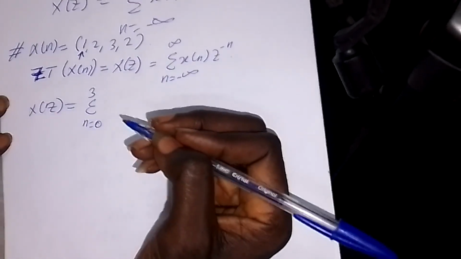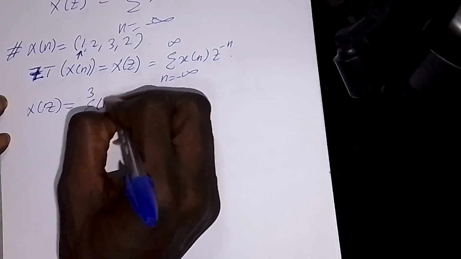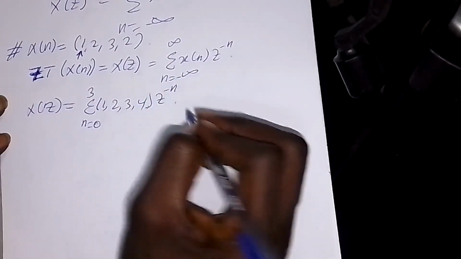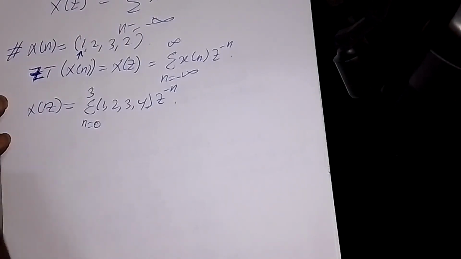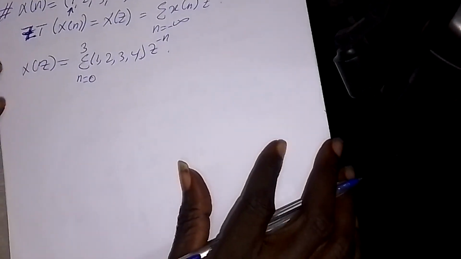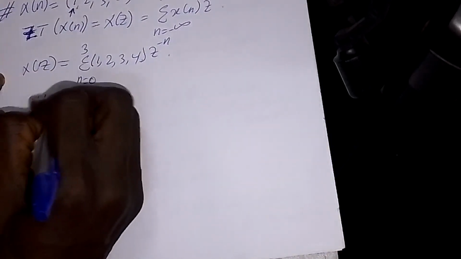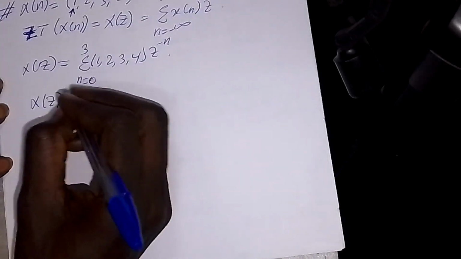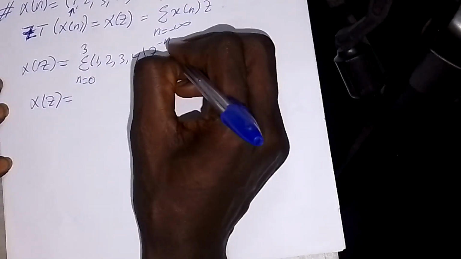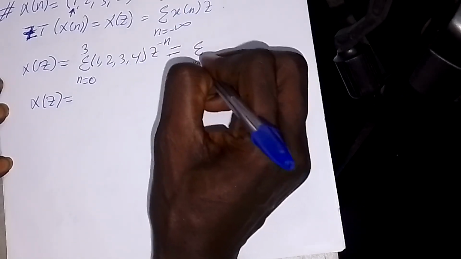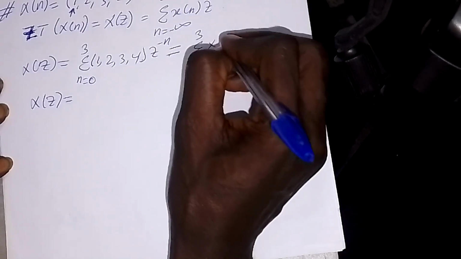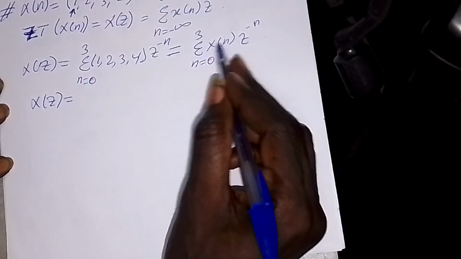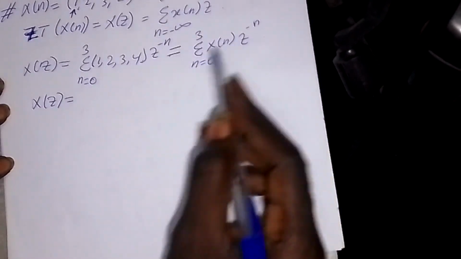Okay, so now x of n, what is the x of n that we have here? We can just put them together: 1, 2, 3, 2. So our x of z will be equal to the summation, n equals 0 to 3, x of n times z to the minus n. So the x of n is the sequence I put over there, and it's the same thing as this.